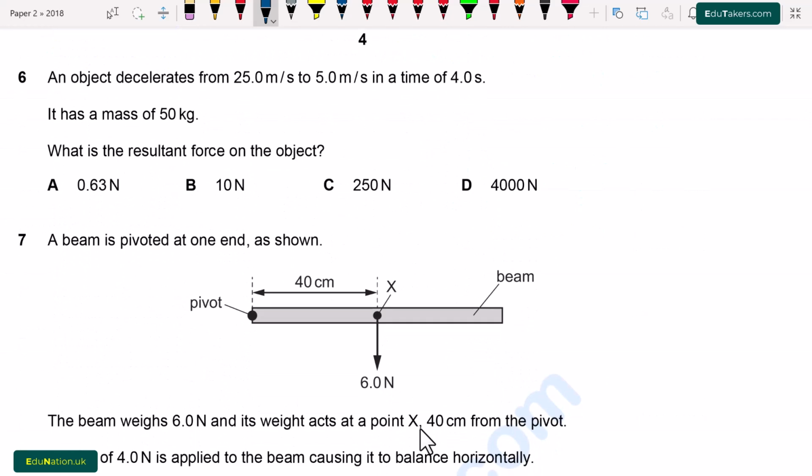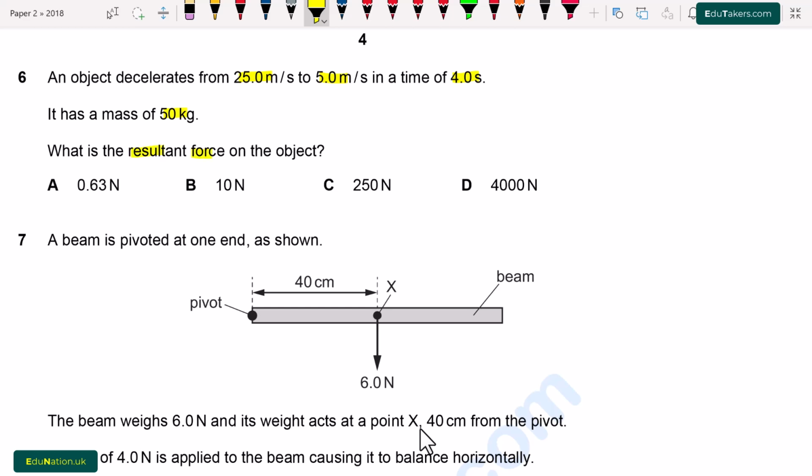Question number 6. An object decelerates from 25.0 meter per second to 5.0 meter per second in a time of 4.0 second. It has a mass of 50 kilogram. What is the resultant force on the object?